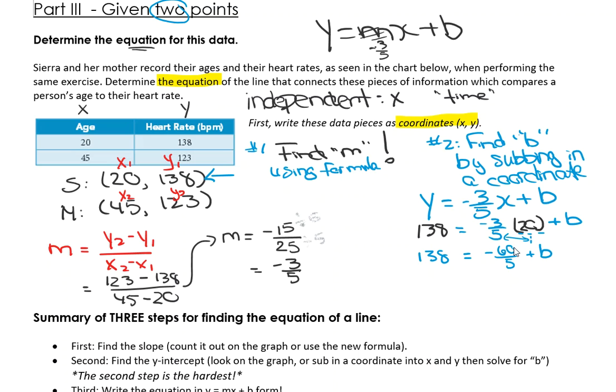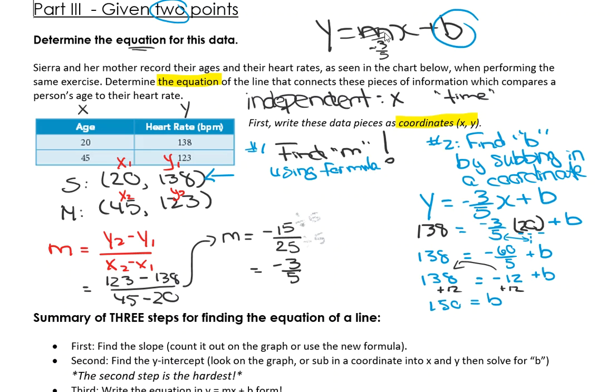So -60 over 5, we can reduce that, and you can use your calculator if you need to, but hopefully you know your 12 times tables, and you know that that is equal to 12, but of course it's -12 plus b. Sometimes students ask, can I reduce a fraction later? But that is harder to work with. I'd much rather add 12 to both sides to bring it over rather than 60 over 5. So add 12 to both sides, and I get 150 equals b.